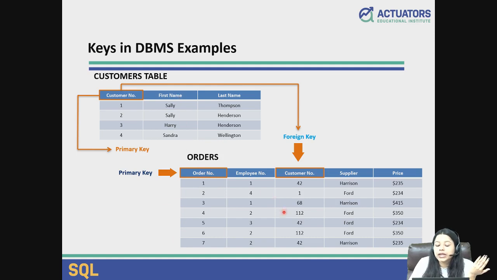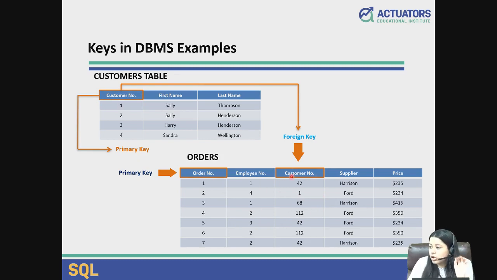Now, how to link these two tables? Here we have the customer number, and here we have the customer number. So I can use this column as the linkage between the two tables. Here, this customer number is the primary key. When I'm linking the two tables using customer number, then the customer number over here in this table will be called a foreign key.